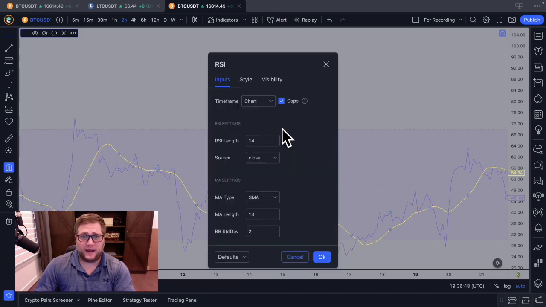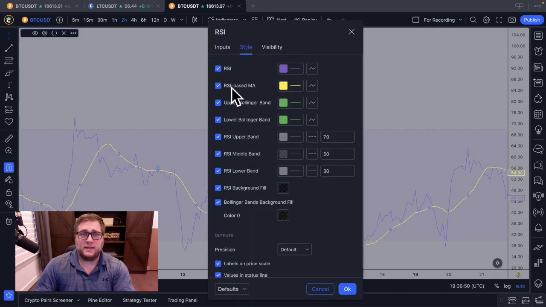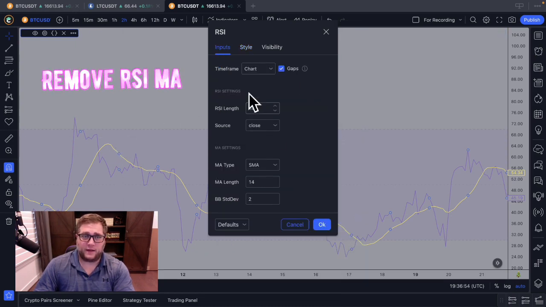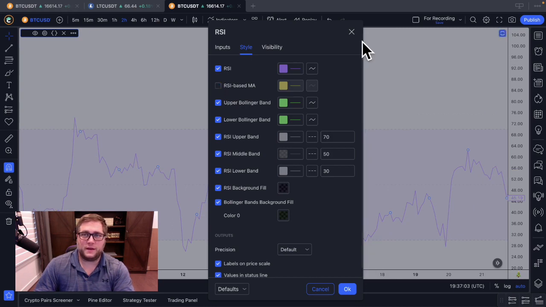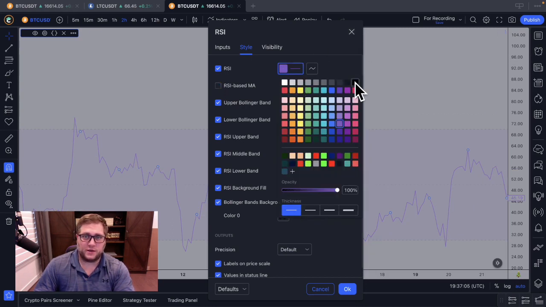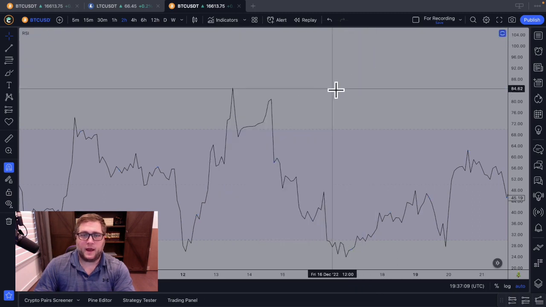TradingView has added a moving average that averages the past 14 of the RSI, or however you have it set. It's not useful in this particular tutorial, so we're going to go ahead and click it off, and we're going to change the color from purple to black so we can see it a little bit better. And now it pops out so we can see it a little bit more.